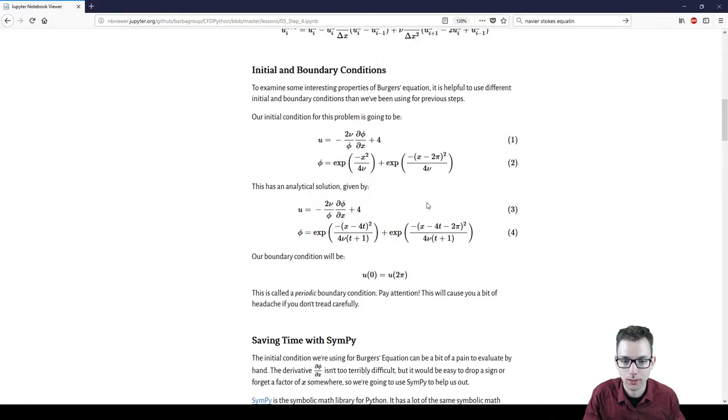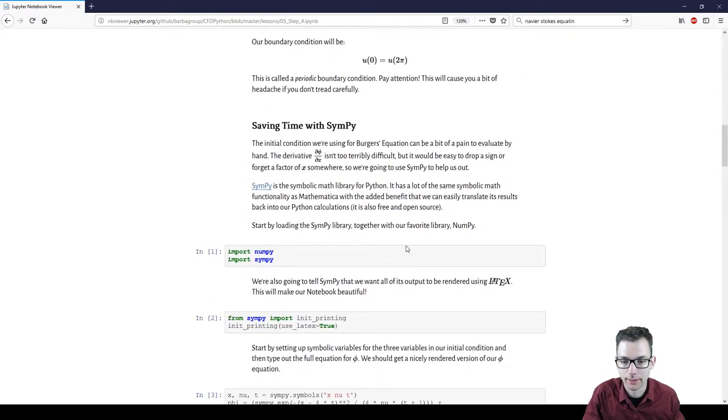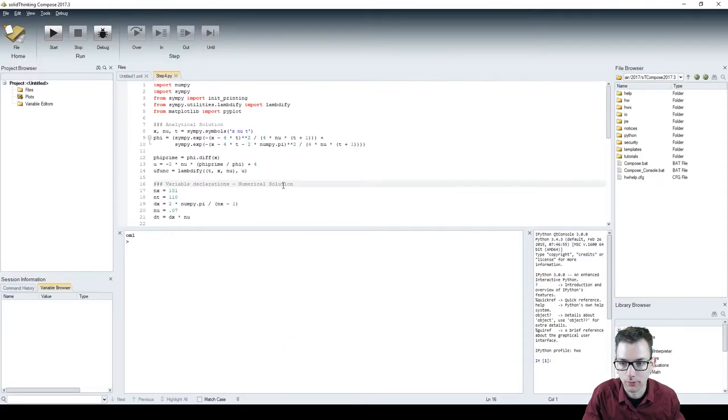We can implement this by using SymPy, because SymPy uses symbolic math, so you can derive or integrate with SymPy just symbolically, which saves you a lot of time and prevents you from making stupid mistakes like forgetting a minus or plus or something like that. Alright, without further ado, let's get into the code. So I took the code from the Python notebook and simplified it a little bit.